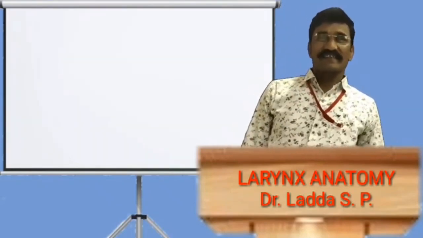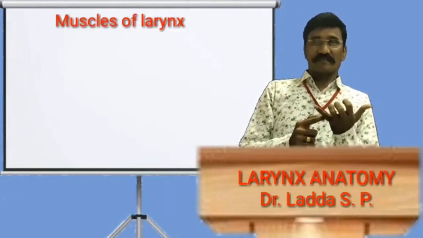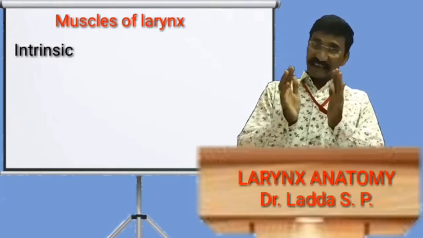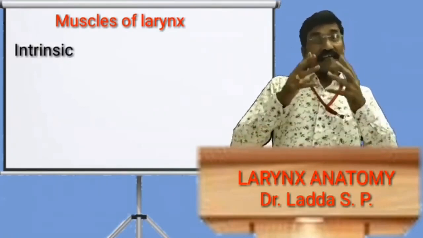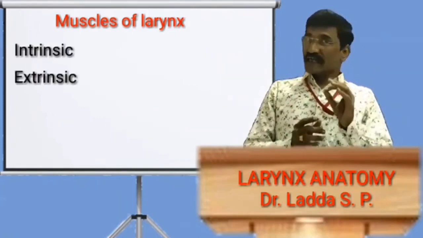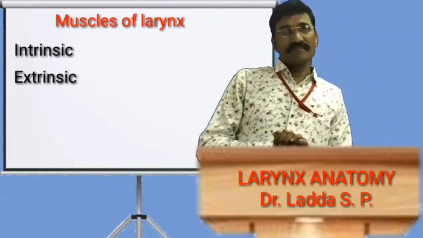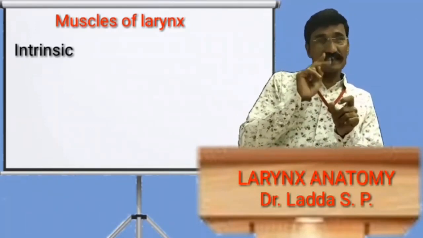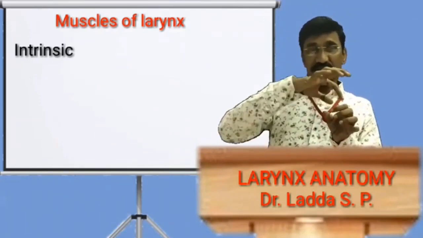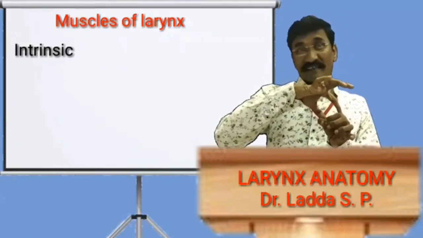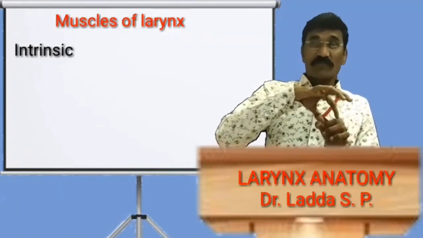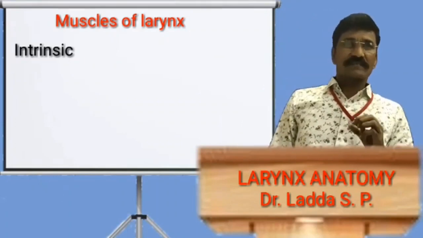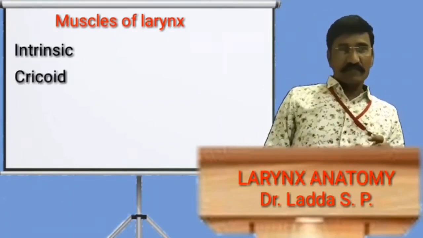Now the next, muscles. The larynx has two types of muscles: intrinsic, meaning inside, and extrinsic. The intrinsic muscles of the larynx run round and round two cartilages. One is the cricoid, and the second is the paired cartilages sitting on the top of the cricoid. Those are the arytenoids. Now the muscles concerned with the cricoid are three.